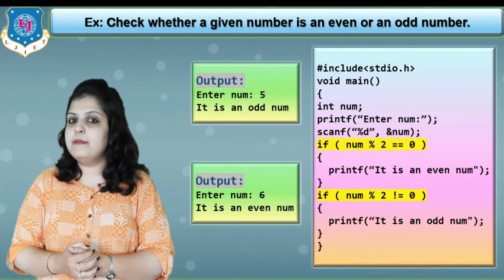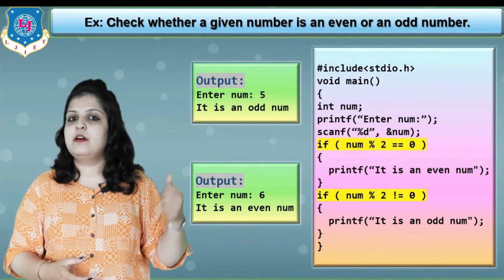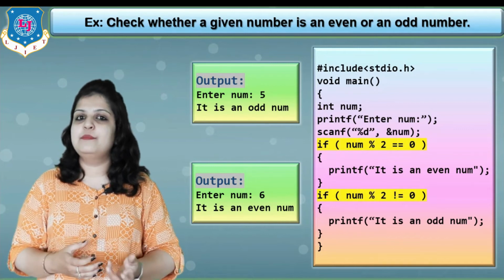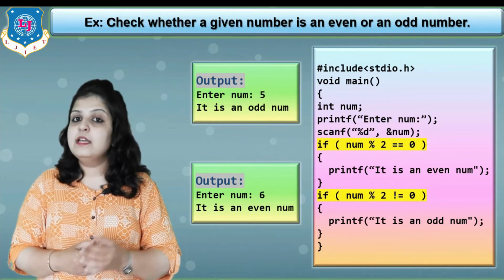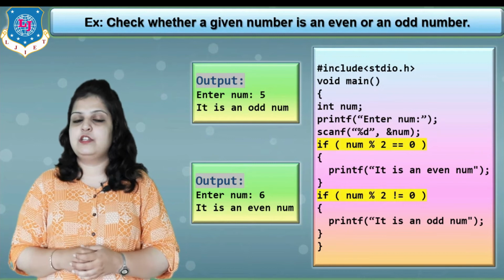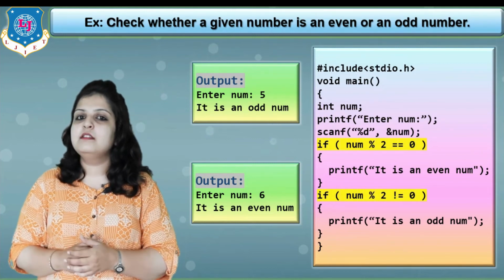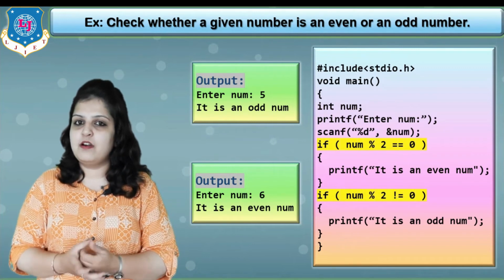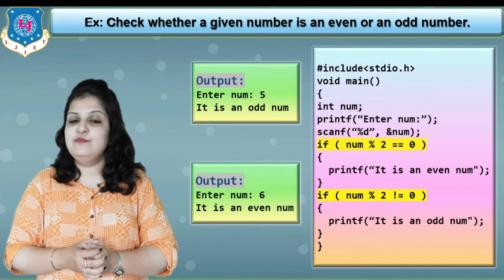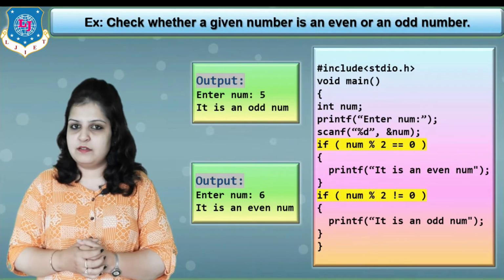Same for another number, an even number. Suppose I am taking the number 6. In this case our first condition will be true and our output is like it is an even number. Then it will check the second condition, but the second condition is false for 6. So the odd number statement will be skipped for an even number. So in this way simple if will work.